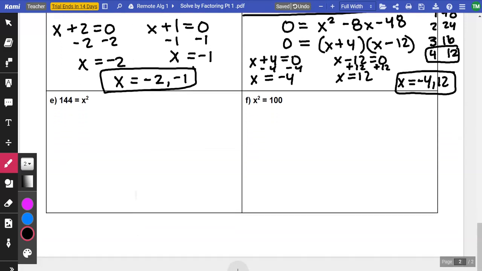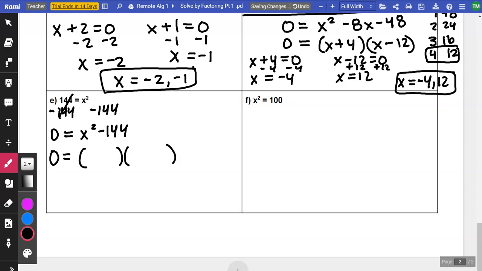All right, let's do part E. Again, in part E, we have 144 equals x squared. We need this equation to be equal to 0 before we can solve it. So I'm just going to subtract 144 from both sides. And that's going to leave me with 0 on the left side, and then x squared minus 144. Well, hey, x squared minus 144 is a difference of squares.